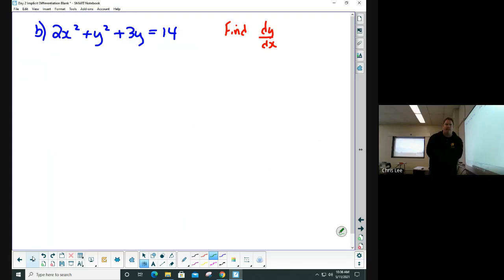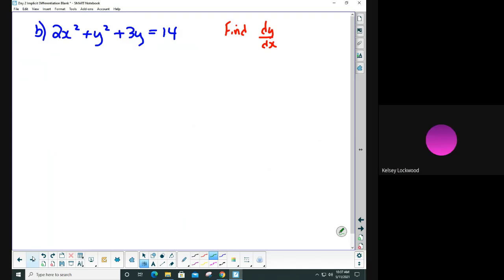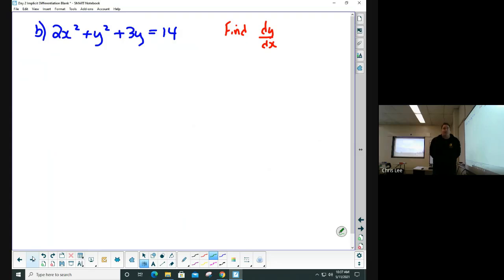Kelsey. Will it always be with respect to x, or can it be with respect to y? It can be with respect to y. Later on, you'll see ones we're going to do will be with respect to t. It can be with respect to whatever, but most often the original questions we're going to do are going to be dy by dx, just because it matches what we've been studying before. Good question.